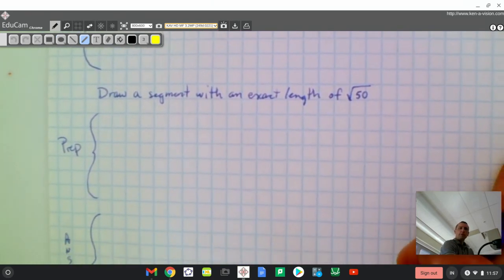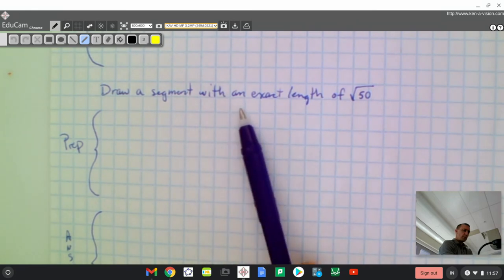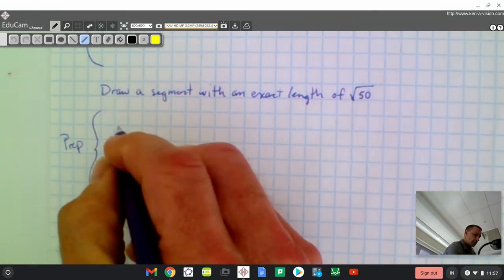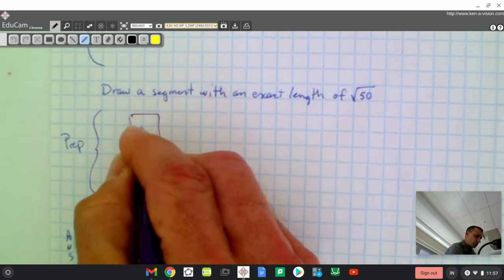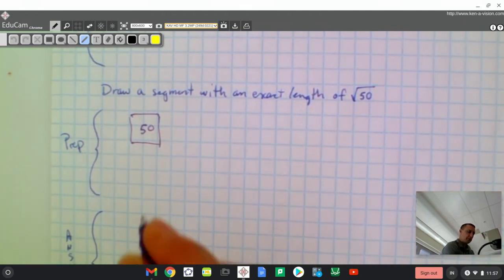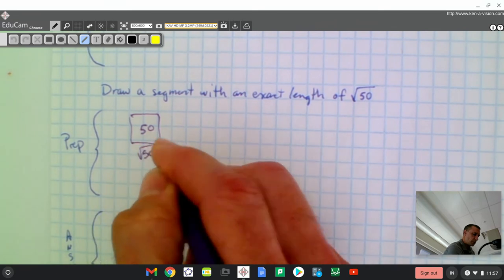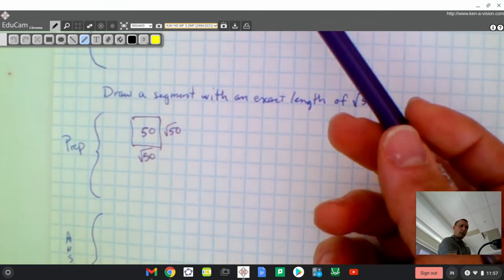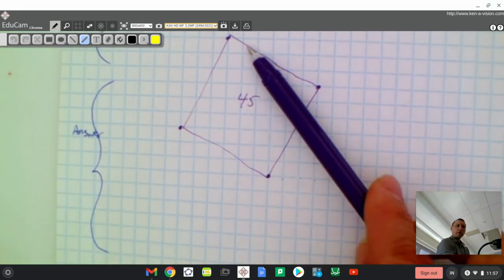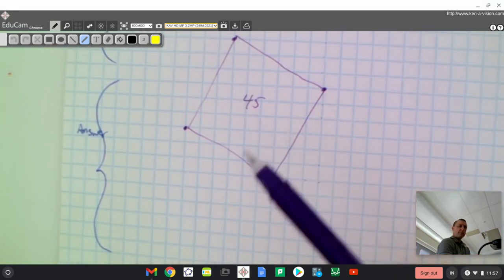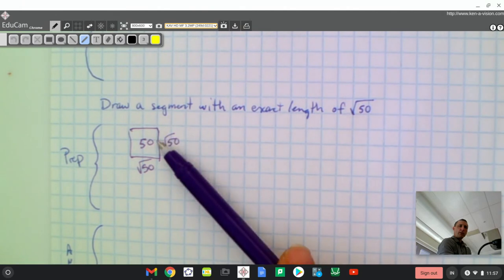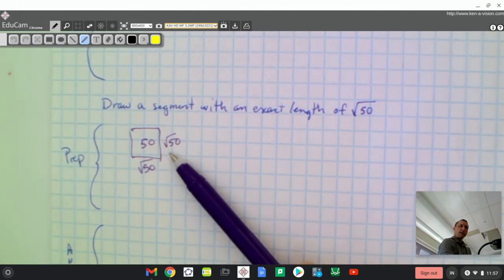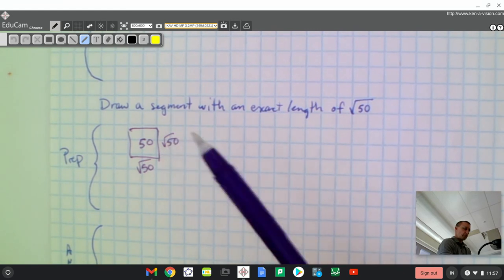Here's a problem similar to the second half. Draw a segment with an exact length of square root of 50. Well, I know that if I have any old square that's labeled with an area of 50, its side length would be the square root of 50. So similar to the assignment I just did above, where I was trying to create a square with an area of 45, I now know that I need to create a square with an area of 50. And once I do, I know its side length would be the square root of 50.